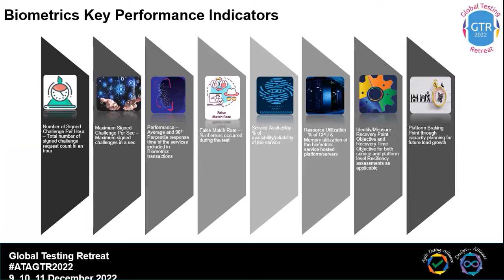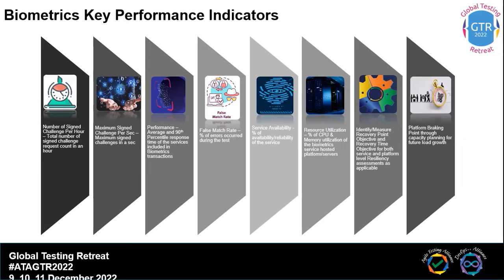The second one is the maximum sign challenges per second. It's kind of the transactions per second. How much could you achieve successfully without affecting any performance? The third one is the average and 90th percentile response time of the services included in the biometric transaction. You will have your business target: this particular transaction should not go beyond 3 seconds.